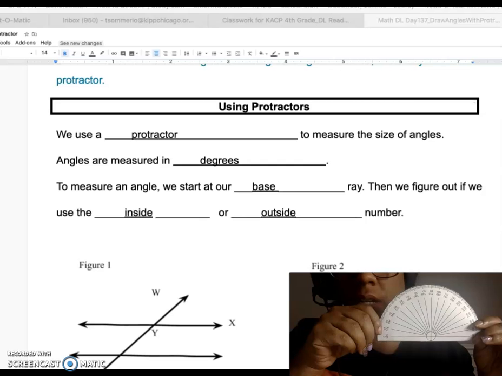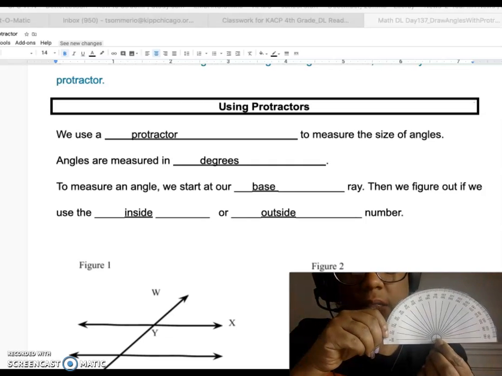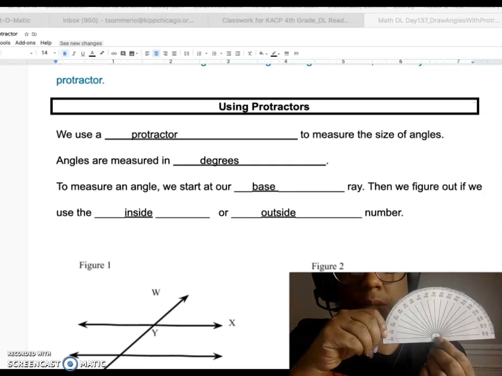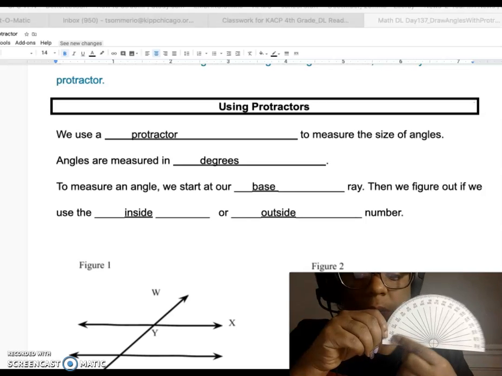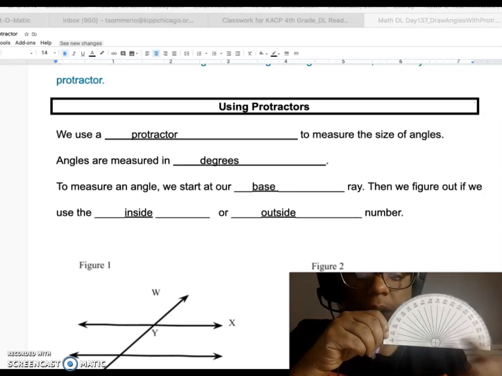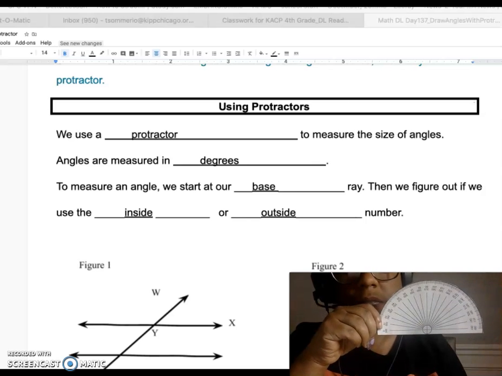Angles are measured in degrees, and to measure an angle, we start at our base, which is right here in the middle. This is where we put the vertex of our angle. Now, we have to figure out if we use the inside, which are the numbers on the inside, or if we use the outside, the numbers going along the outside.